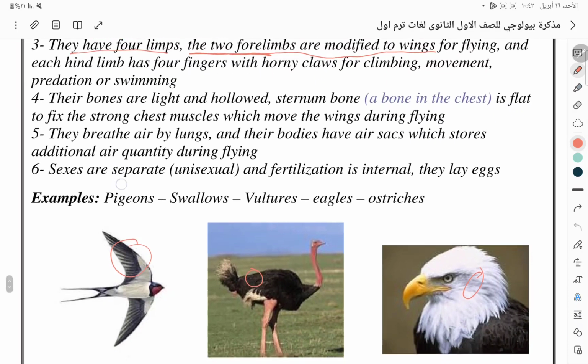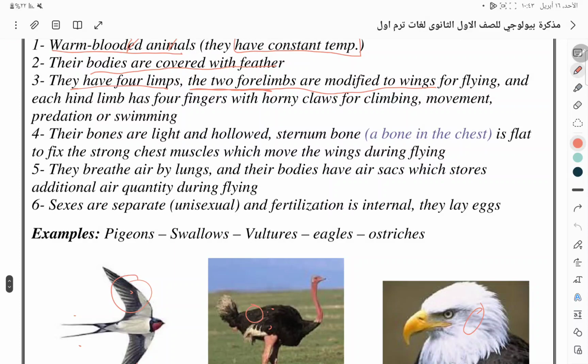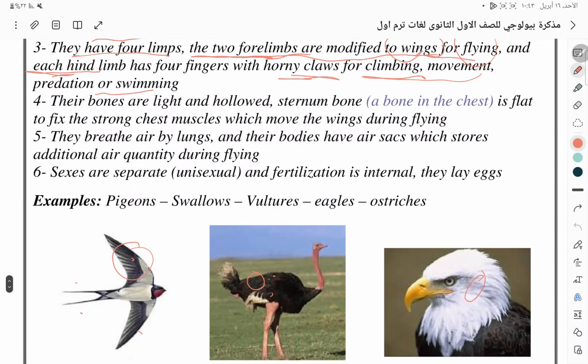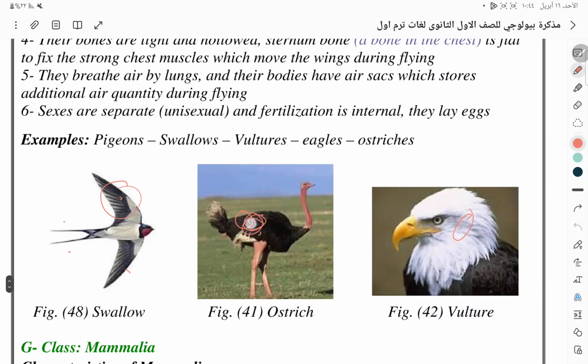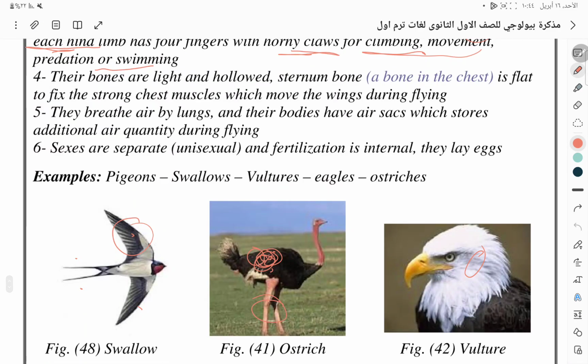They have two forelimbs, modified to wings for flying. And each hind limb has a horny claw for climbing, moving or swimming. The wings are for flying, and the legs are for swimming, climbing or movement.